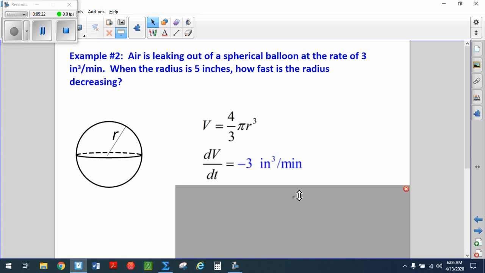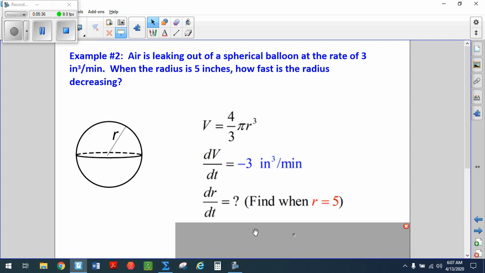So dV/dt I have. The volume is decreasing 3 cubic inches per minute. Make sure you use your negative sign. And they want to know how fast is the radius decreasing. So what is dr/dt? And specifically when r equals 5.